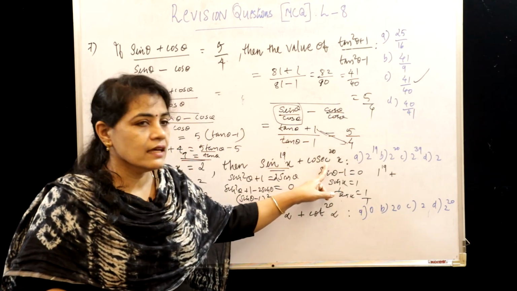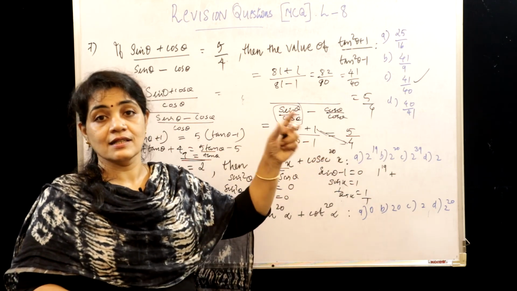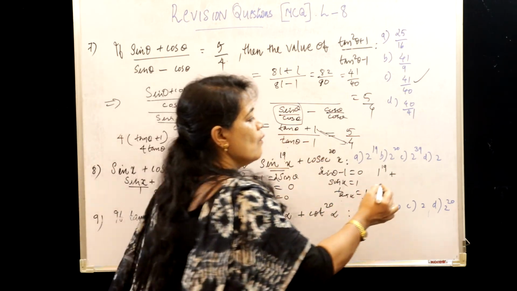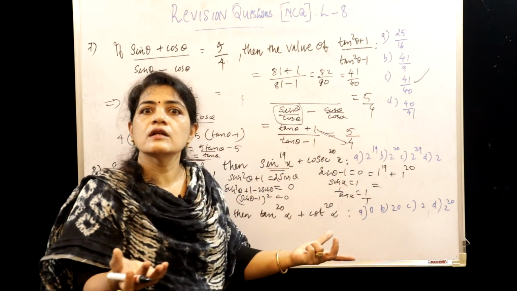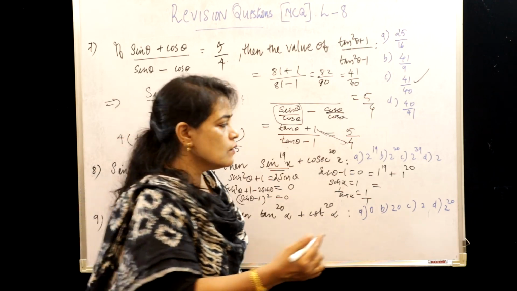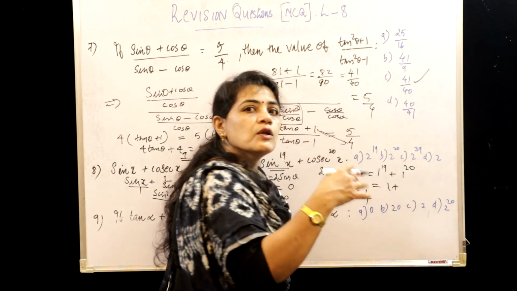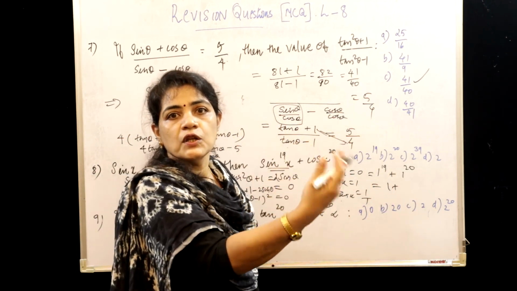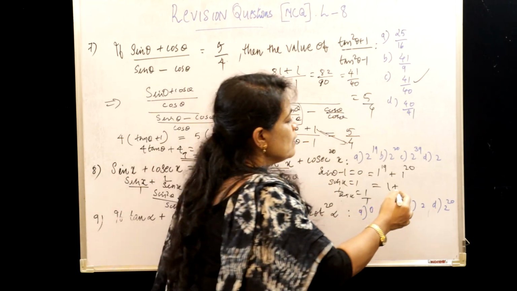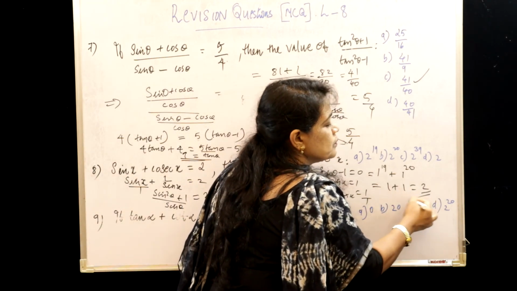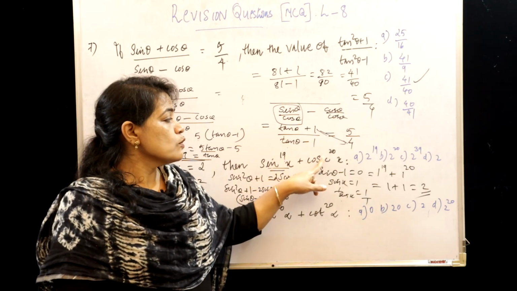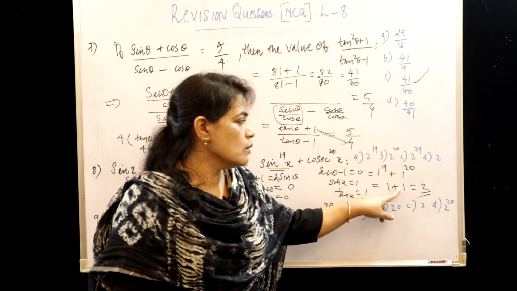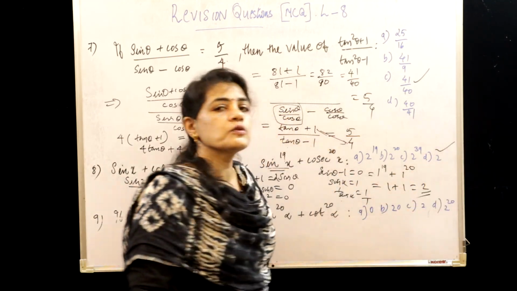So cosec x whole raised to 20 is 1 raised to 20. What is 1 raised to 19? That is 1 itself. 1 raised to 20, 1 into 1 into 20 times, is also 1 itself. So the value of sin raised to 19 x plus cosec raised to 20 x is equal to 2. Yes, the last option.